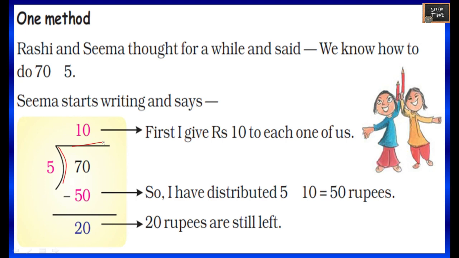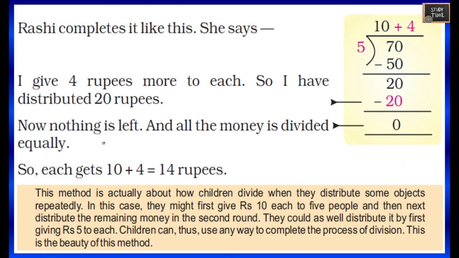70 divided by 5. So you will check. When you divide 70, 5 ones are 5. You will be getting 20 here. So, 5 fours are 20. The answer is 0. So, each should have 14 rupees so that it will be divided equally.